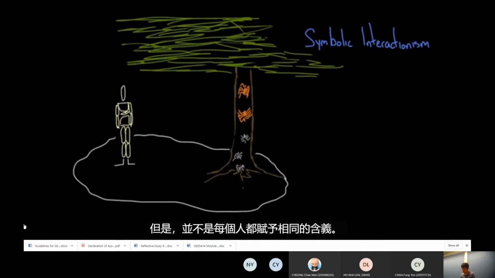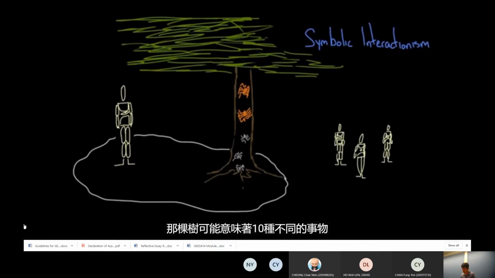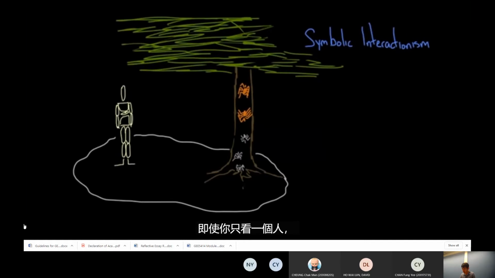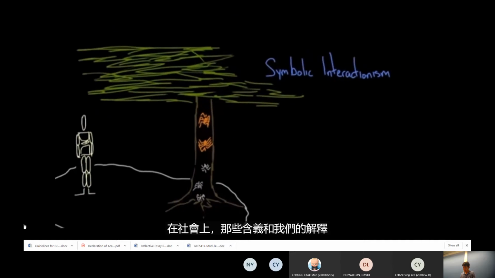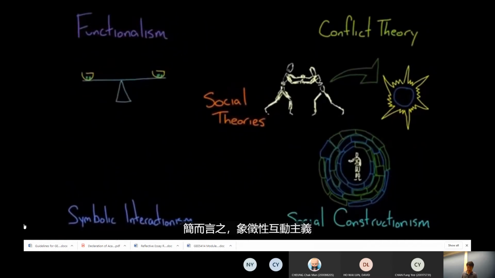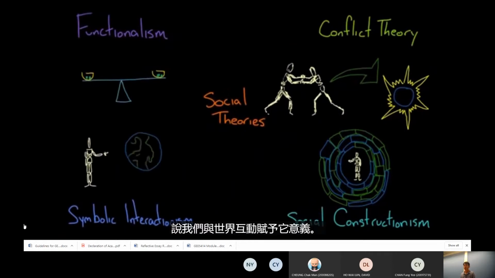But not everyone gives the same meaning to everything. That tree could mean 10 different things to 10 different people. And even if you just look at one person, a tree can have multiple meanings, and those meanings can even change over time. The meanings we give things is based on our past experiences in society, and those meanings and our interpretations create our future society. To put it in a phrase, symbolic interactionism says that we interact with the world to give it meaning.